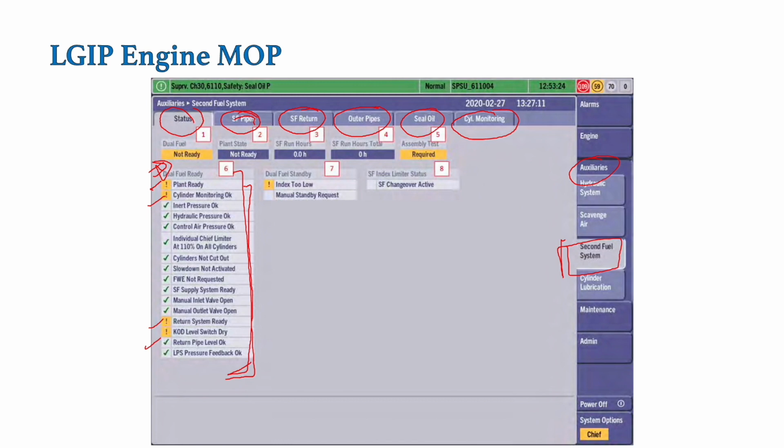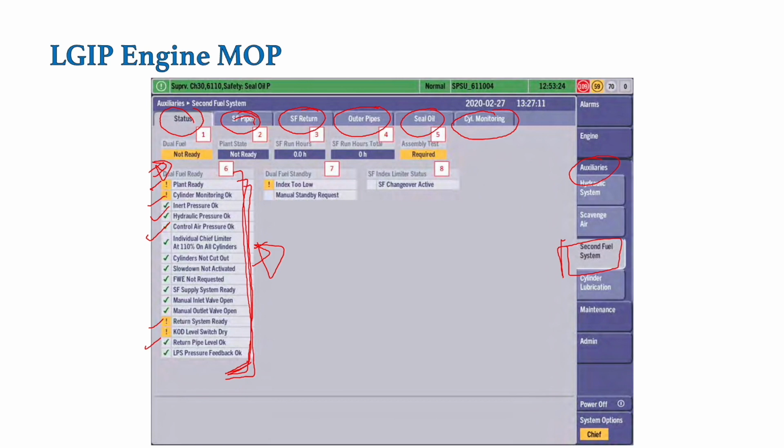This green tick shows that the condition is met. If this green tick is not there, it means that the condition is not met. For the changeover of the system to secondary fuel mode or dual fuel mode, we have to meet all the conditions, then only we will be able to carry out the changeover. So this is about the status. If this is met, we can change over the process.